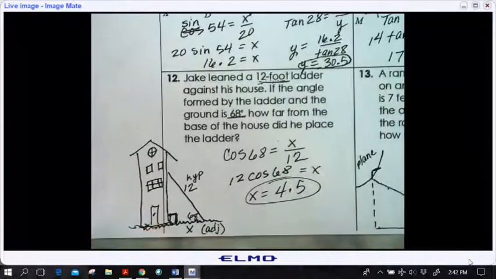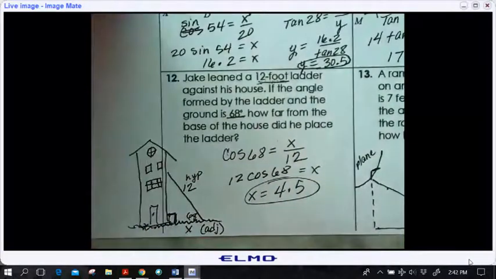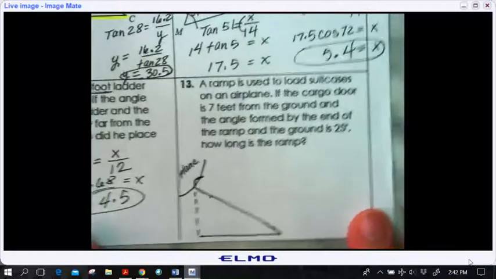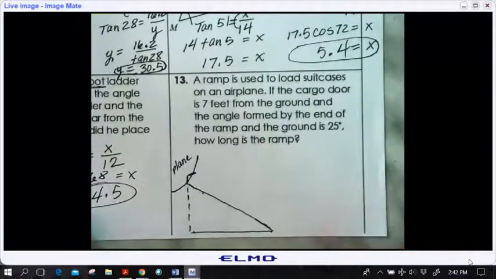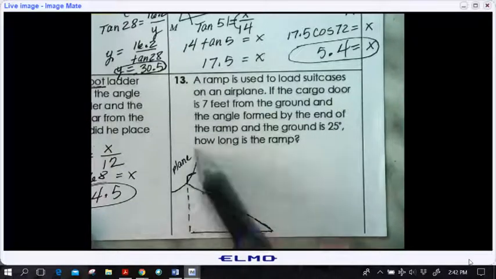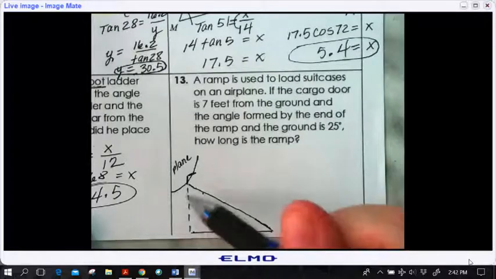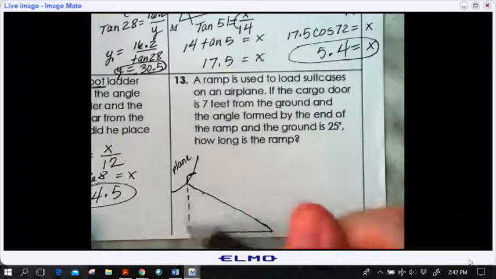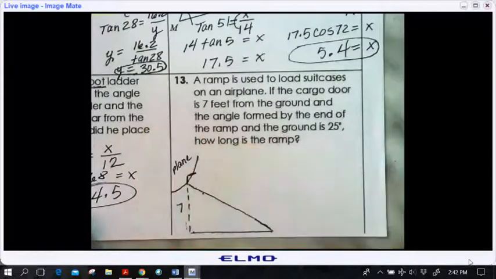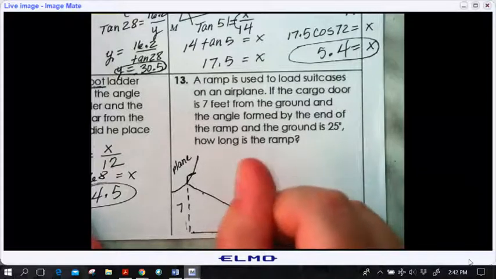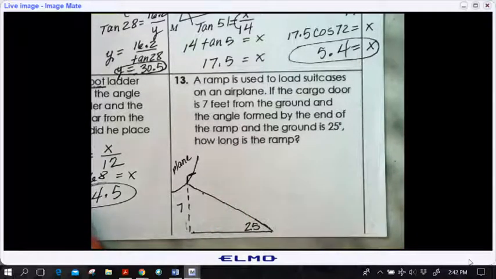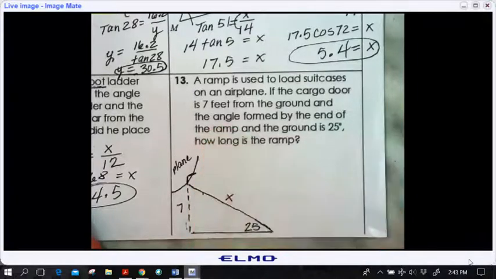Okay, let's look at example 13. A ramp is used to load suitcases onto an airplane. So this is like the bottom part of my plane. This is the ramp. If the cargo door is 7 feet from the ground, so this is 7 feet up, and the angle formed by the end of the ramp and the ground is 25 degrees, how long is the ramp?